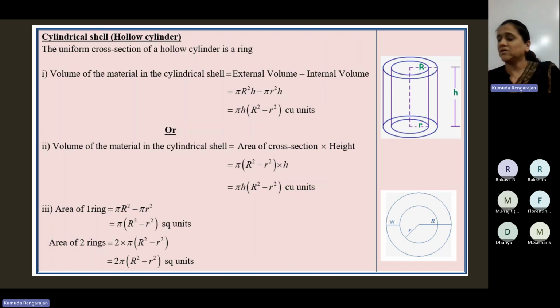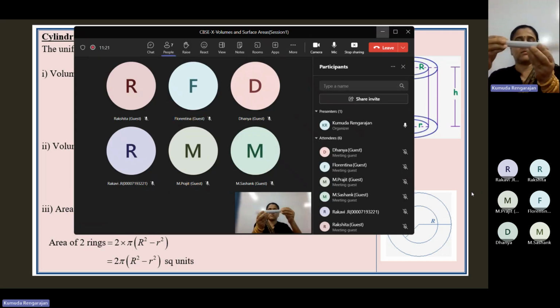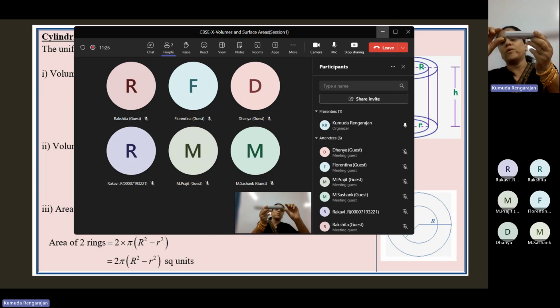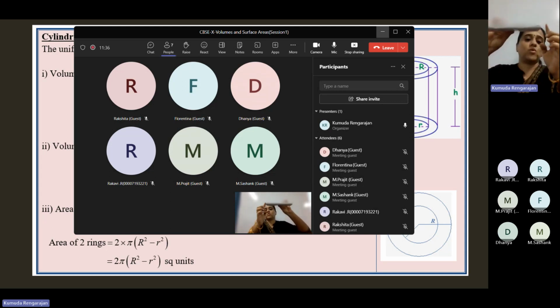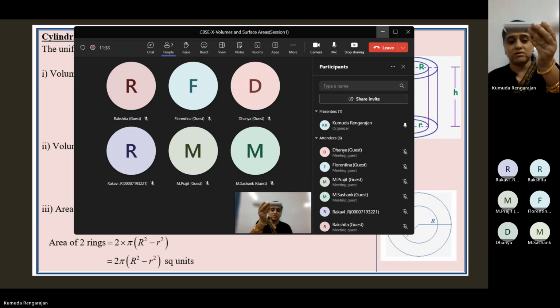Just imagine this one to be a cube. I don't have a cubical object with me now, so this one is cuboidal, but the edges are the same. So we have 4 vertical edges: 1, 2, 3, 4. You can use your book to understand. You can just lift your notebook and understand.